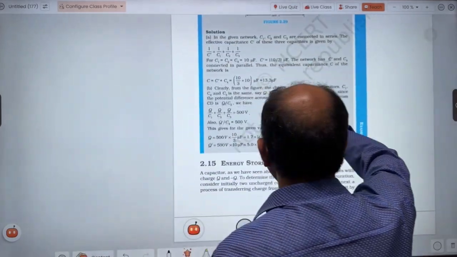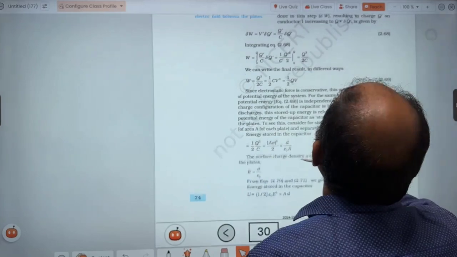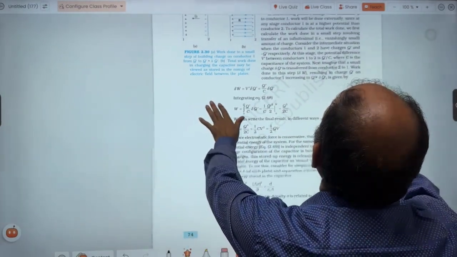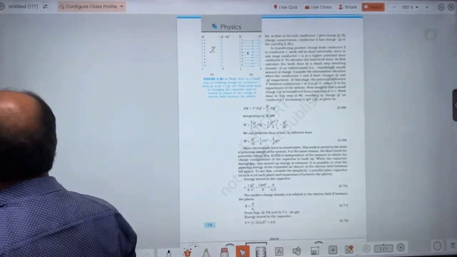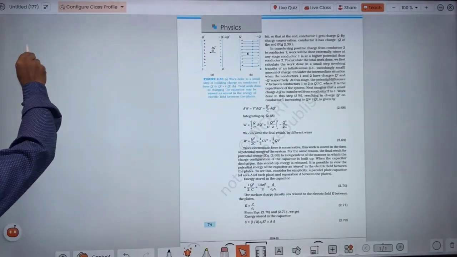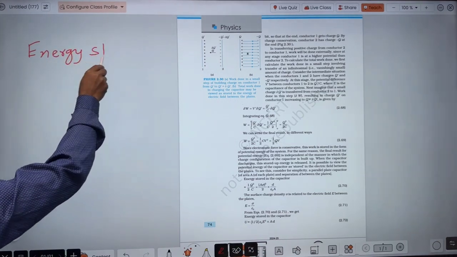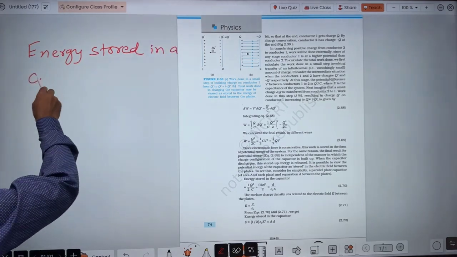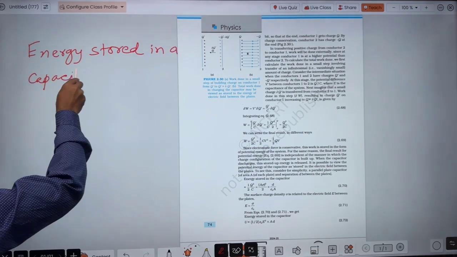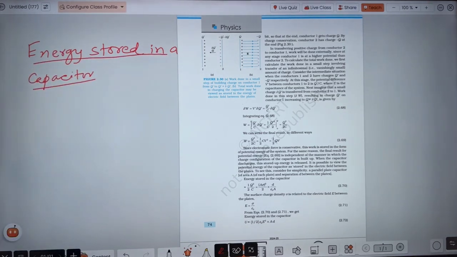Now let's see next thing. Next point is energy stored in a capacitor. This is an important derivation. So energy stored in a capacitor can be found by using the method of integration. Let's see how.